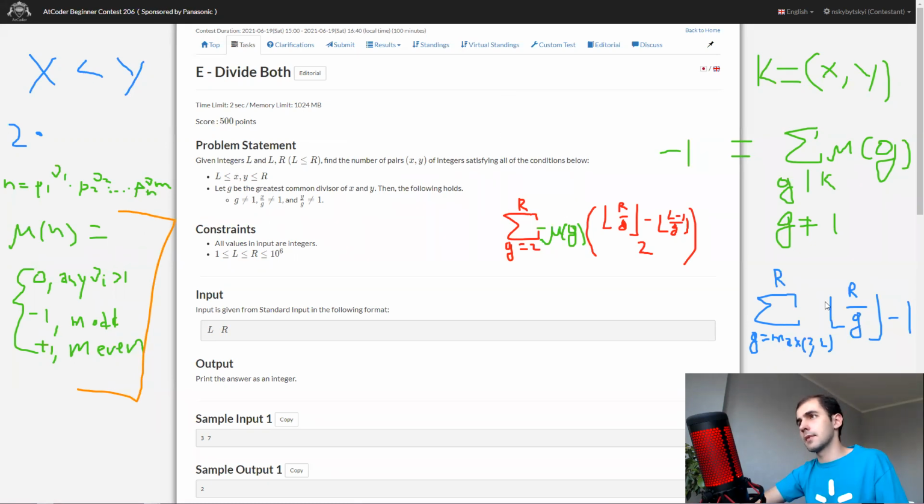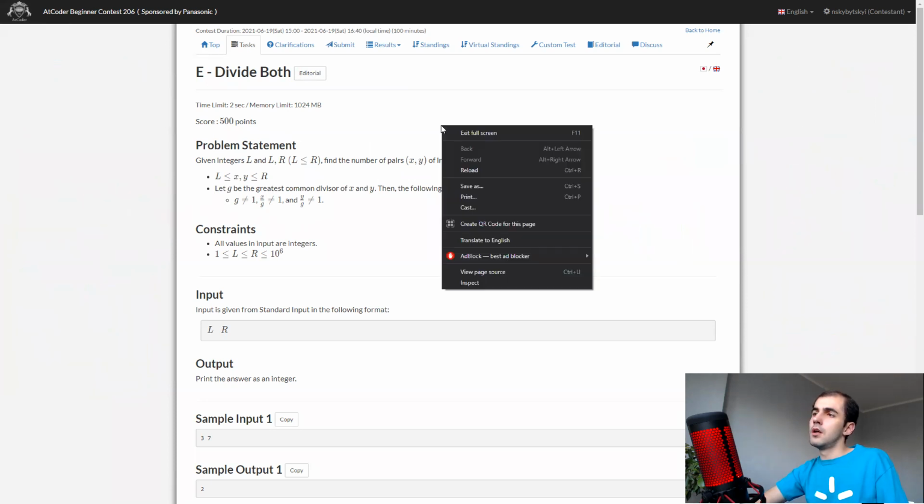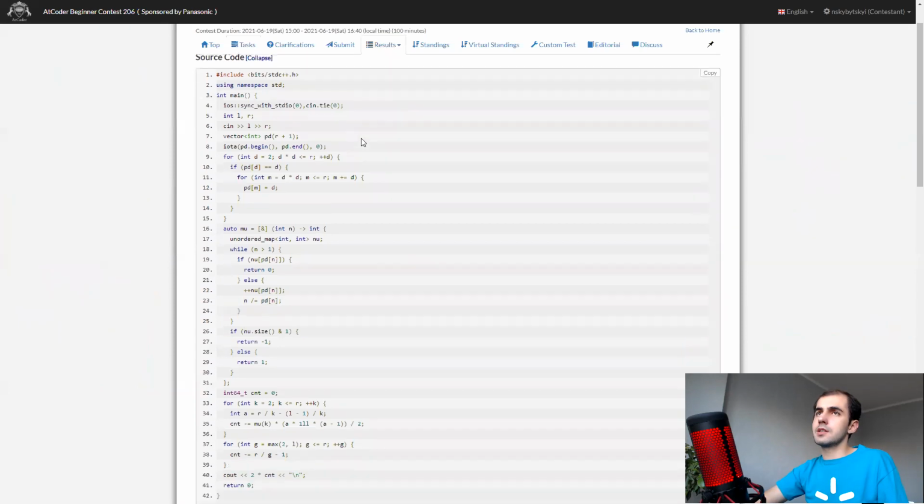So yeah, and then we'll remove the blue sum that counts cases where x is equal to g, and we also multiply the answer by 2 to account for cases where y is less than x. Let's take a look at the implementation.